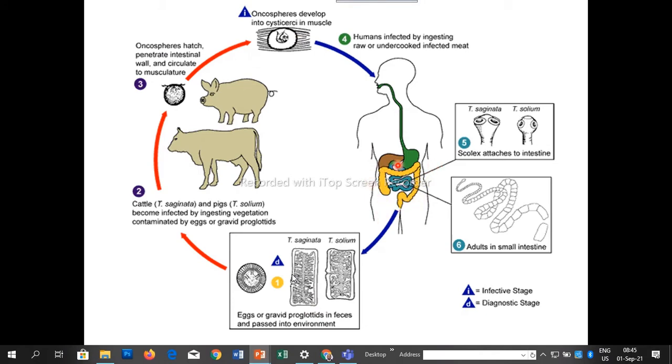A human can pass the proglottids of taenia saginata. We have these lateral branches that are clearly seen in taenia saginata. In taenia solium the lateral branches are not well seen, and the proglottid of taenia solium is somehow smaller. Those proglottids are gravid, meaning that they have eggs. So those eggs or gravid proglottids are passed in feces and found in the environment. Then cattle for taenia saginata and pigs for taenia solium will become affected by ingesting vegetation contaminated by eggs or gravid proglottids.